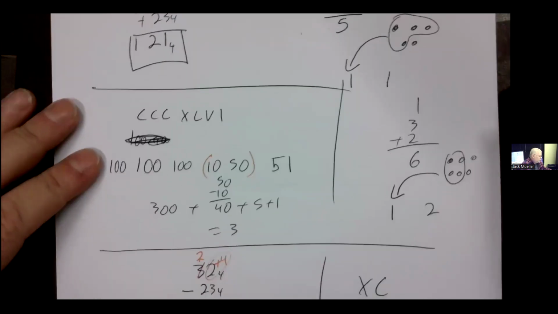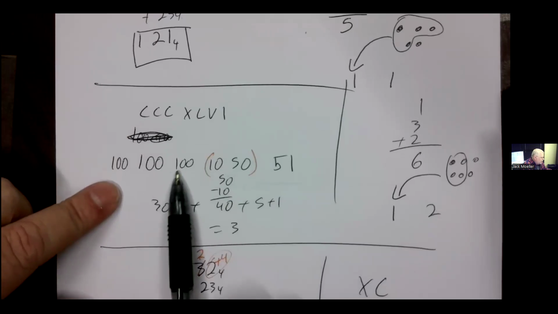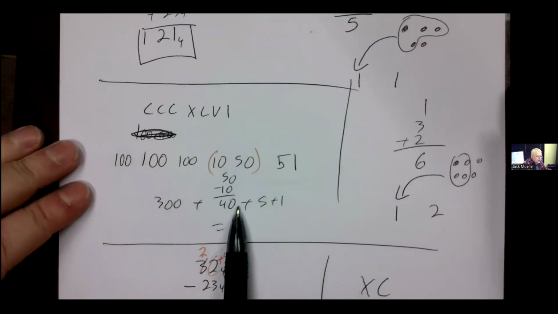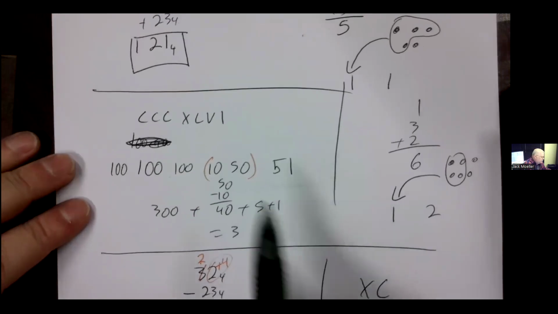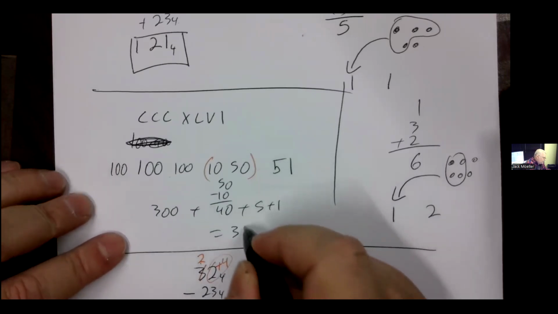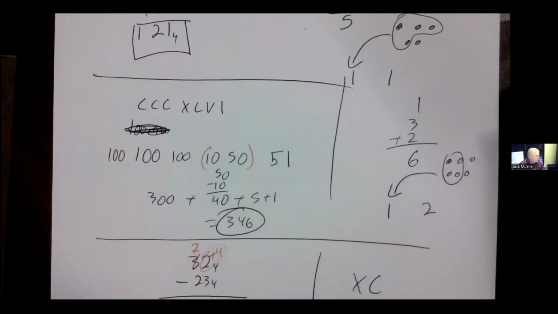Where were we? Oh, yes. We were translating this. So we have the 300, the 10, 50 means since it increases we have a 40. And everything else is addition. So we have 346.